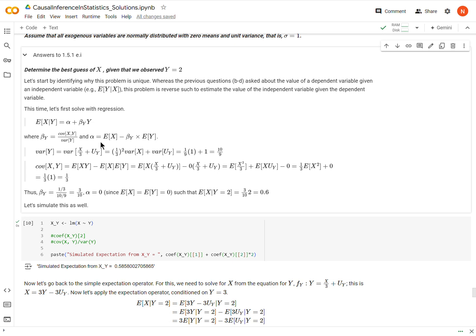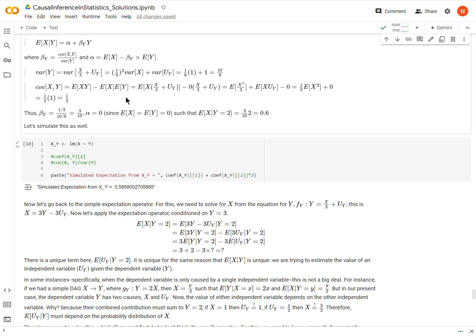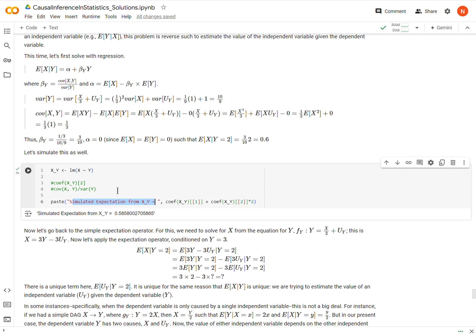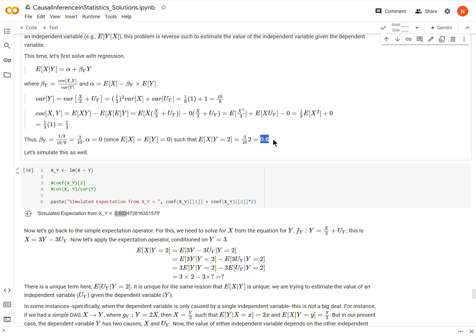Again, I'm just skating through the math there, but it's all there for you to look at and examine and make sure that you can reproduce it, or to tell me if I'm wrong, if I've messed something up, which is possible. So I'm going to simulate this as well as a way of verifying my math. Now I'm regressing x on y with this formula right here, and then I'm just going to give the expected value when y equals 2. I guess I've already done this, and it's 0.6, which is what we solved for analytically.